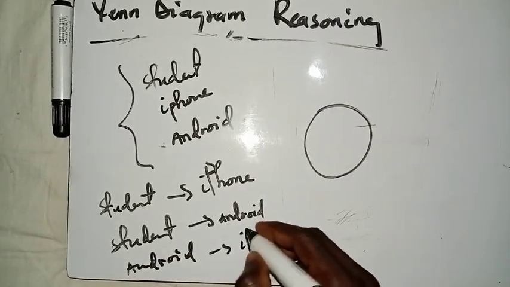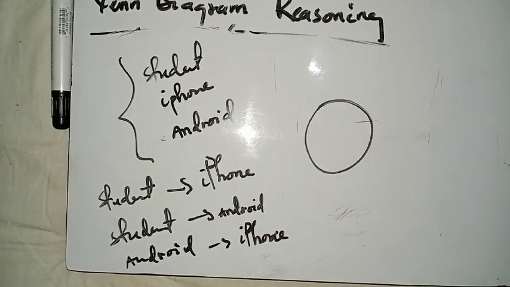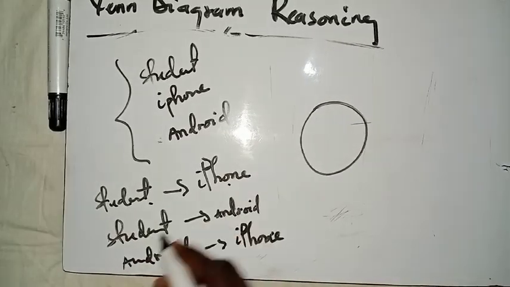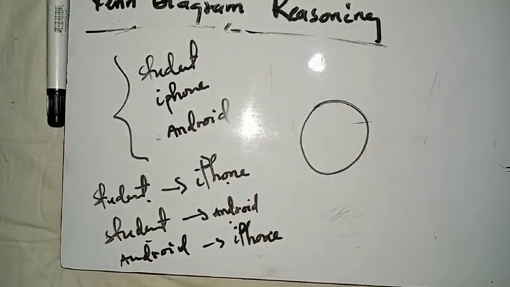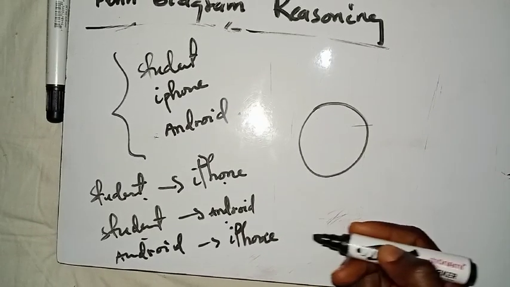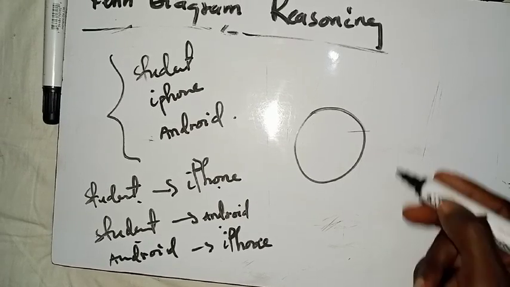This is also true. A student can have both, so you can have an iPhone as well as an Android phone. And then if you have an Android phone, that doesn't mean that you cannot use an iPhone. So how does a Venn diagram look?